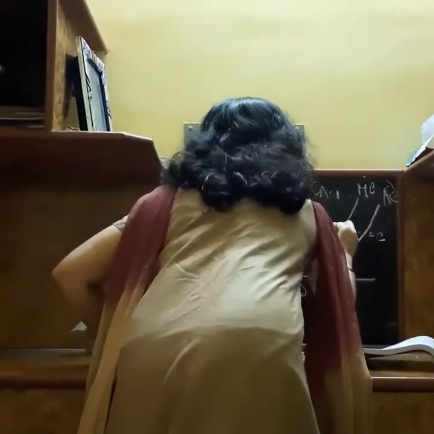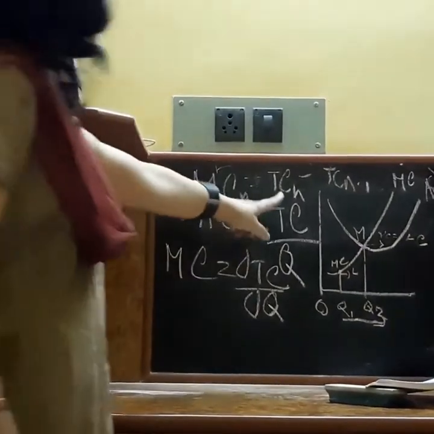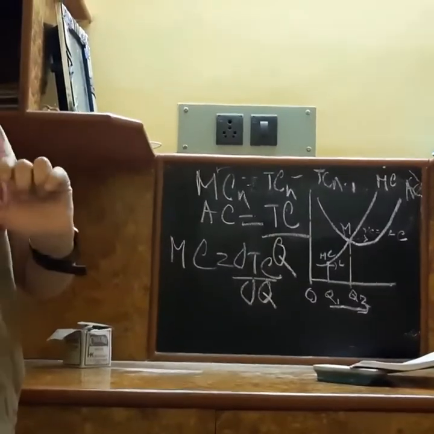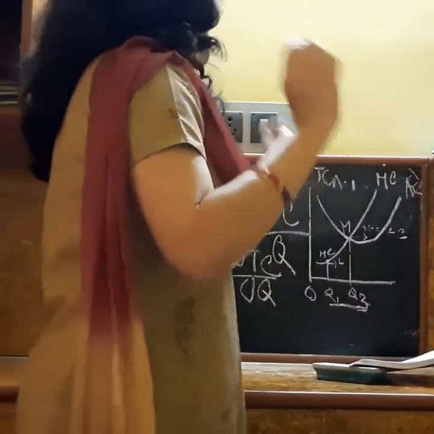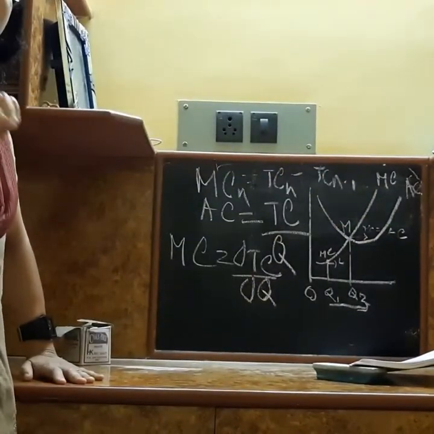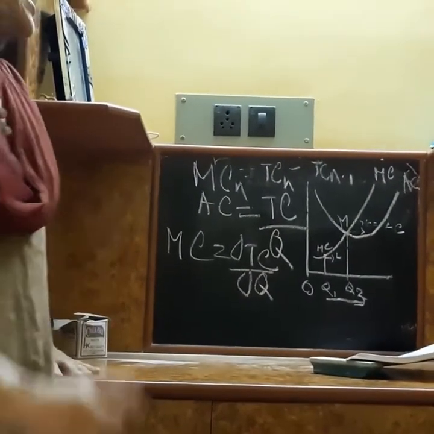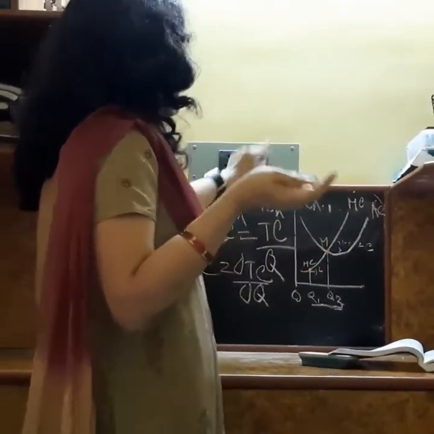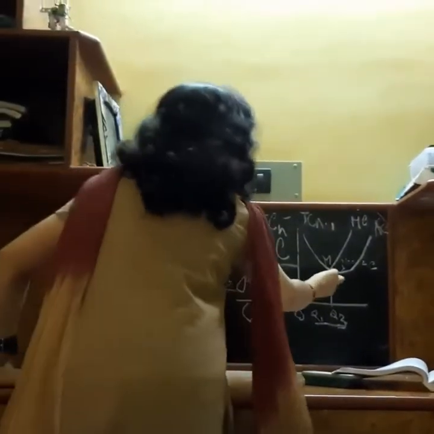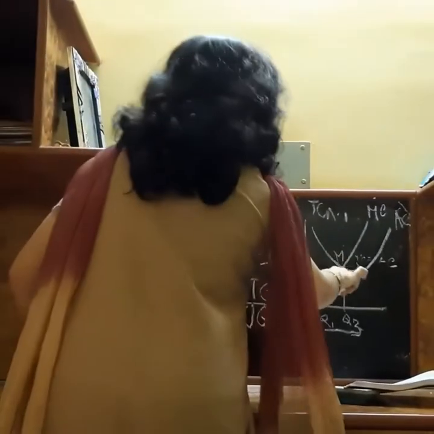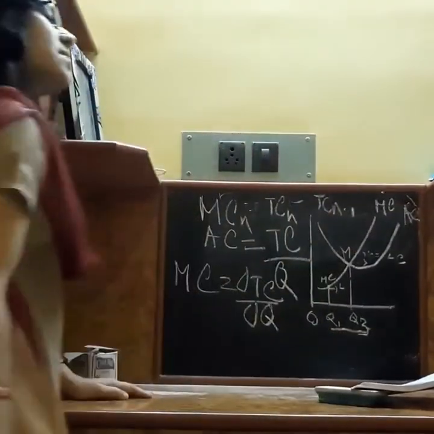Now see, next point is our A. At this point, what happened? MC intersects AC, means MC coincides with AC. Means the value of MC is equal to AC. Whatever the value of AC is, that will be the value of MC. And this point is the minimum point of AC. The value of AC is at its minimum at the point A. After reaching this minimum point, AC starts rising.